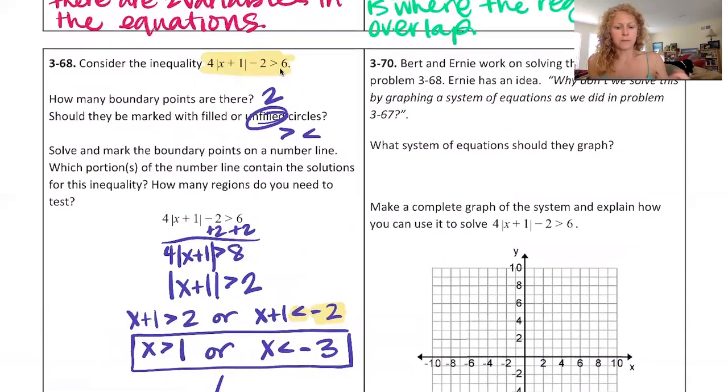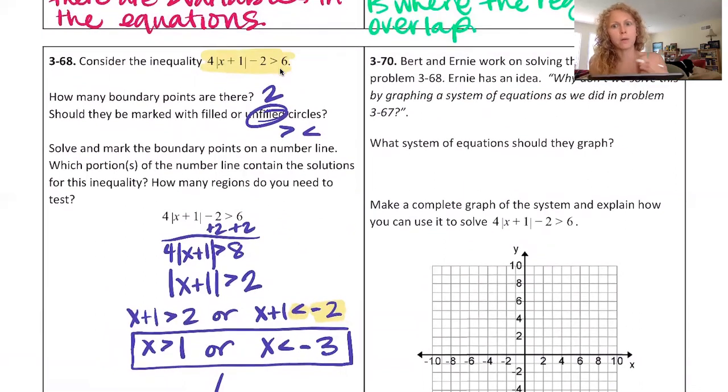Okay, last thing, Bert and Ernie. They were actually working on all these problems, but they decided to do this with a system. So the question is, what system of equations would they graph? Pretty much you're just going to take each side and turn it into a single equation. So the left would be y equals 4 times the absolute value of x plus 1, minus 2. And then the right side, if we wanted to turn it into an equation, it would just be y is 6.